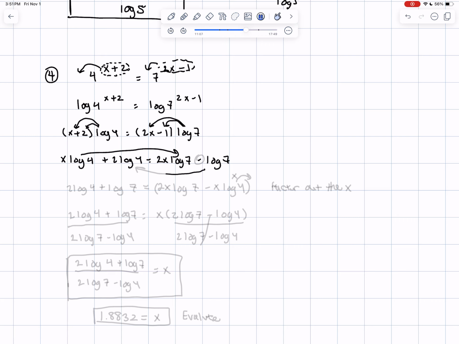And I'm going to choose to move this guy over here. So we get 2 log of 4 plus log of 7, since it was negative over here. And then 2 log 7 minus x log of 4. So now we have all our x's on the same side. So what did we do last time? Well, if you have x's there, we want to put parentheses, and we want to move that x outside to factor it. So we factor out the x.